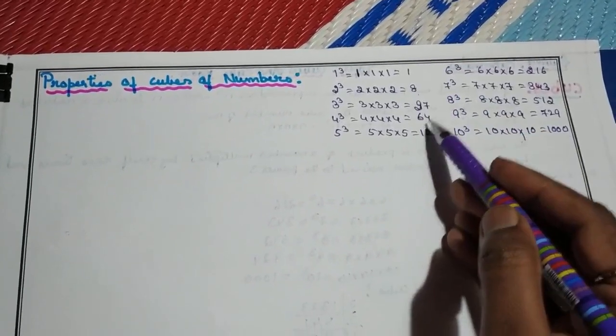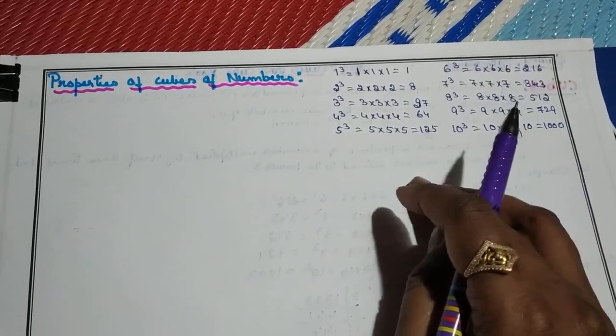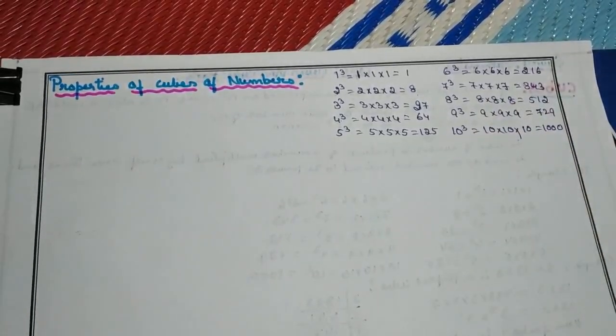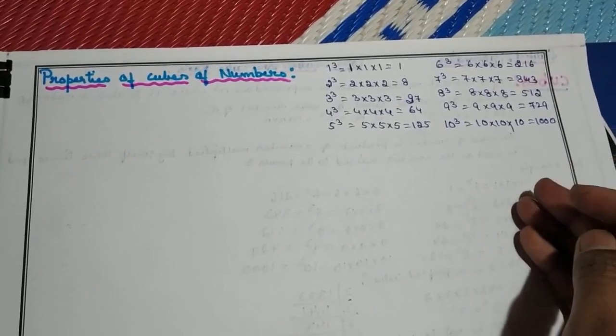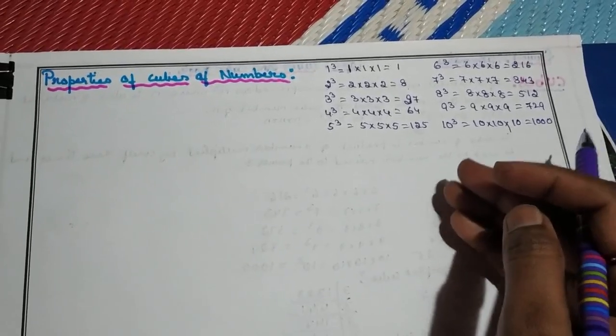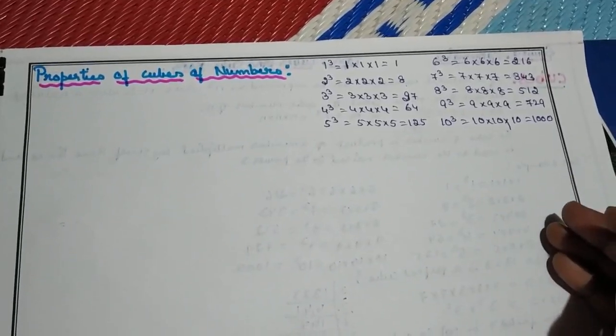So by knowing this, we can say that the cube of even is even and the cube of odd is odd. It was also satisfied in the square and square root chapter, that is, the square of even is even and the square of odd is odd. In the similar fashion, the cube of even is even and the cube of odd is odd.